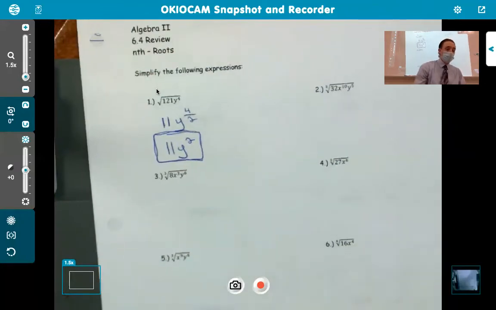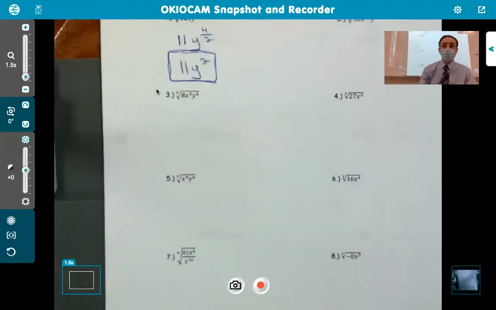Okay. So what I plan on doing is going through all the odds together as a class. Hopefully as we continue to progress through, it'll be a little bit more collaborative, and then the evens you'll have for homework. So number 3, what is my index? What root am I taking there? 3, right? My index is 3, so I'm taking the cubed root.